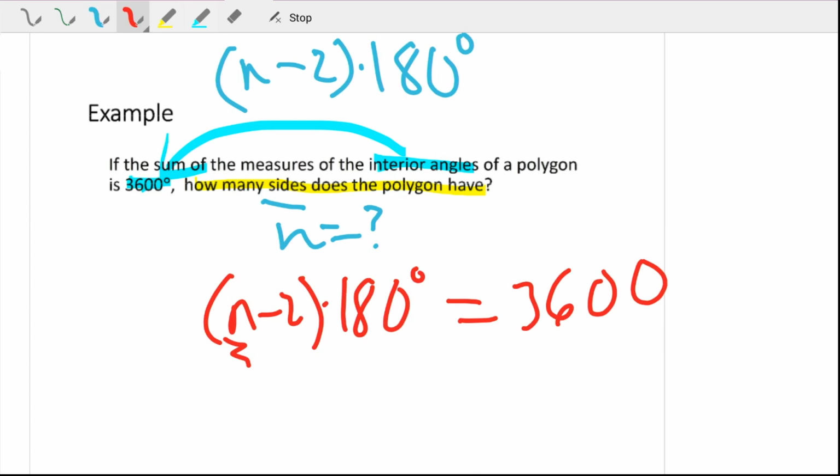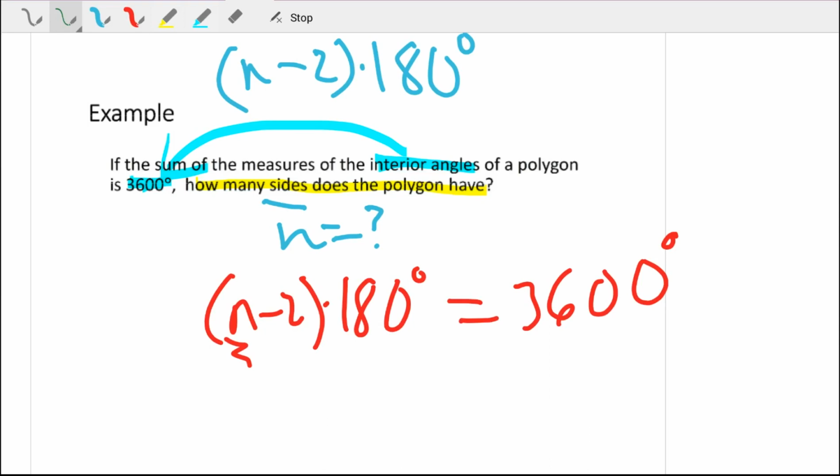Right? What n value works where the answer is going to give me 3,600? There's a couple of ways of doing this. It is 100% up to you. I will show you what I think is the easiest, and then I'll also show you the longer version. For me, the shortcut version is you really just need to understand this right here. You're multiplying 180 with this number here.